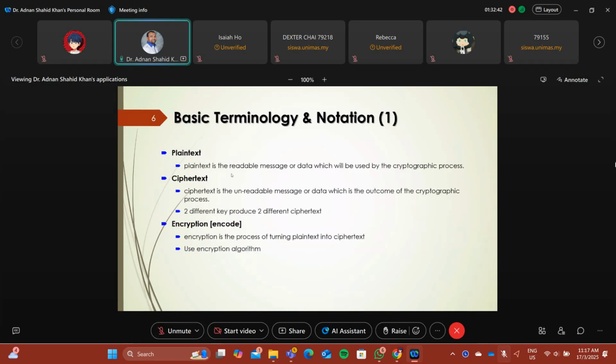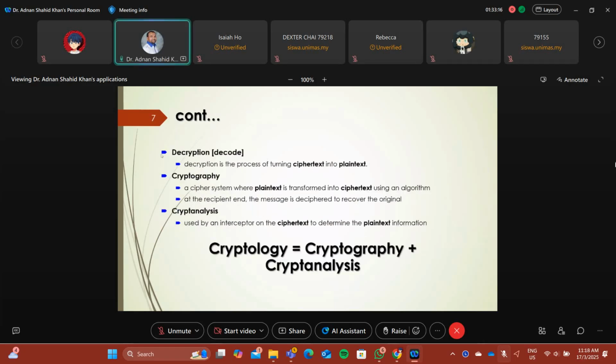Plain text is a readable message or data which will be used by the cryptographic process. Ciphertext is the unreadable message or data which is the outcome of the cryptographic process. Two different keys produce two different ciphertexts. Encryption is the process of turning plain text into ciphertext, using an encryption algorithm. Decryption is the process of turning ciphertext into plain text.